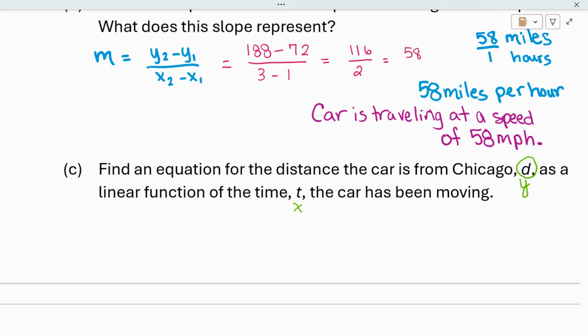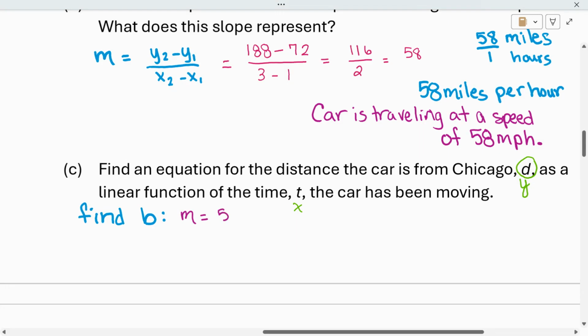Okay, so remember, if we're going to write a linear equation, the first thing that we need to do is find the starting point. We need to find out where we begin. So the first thing that we're going to do is use our slope, which we said was 58. And we have to pick one of those ordered pairs. I'm going to use the ordered pair (1, 72), and I'm going to plug that into y equals mx plus b, and I'm going to solve for b.